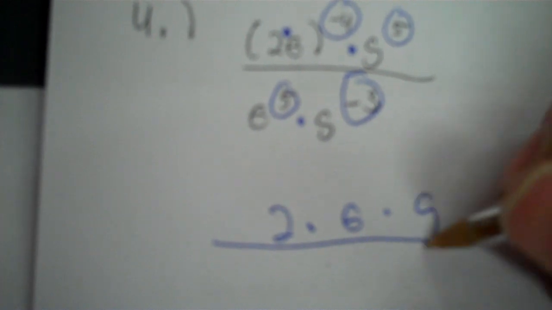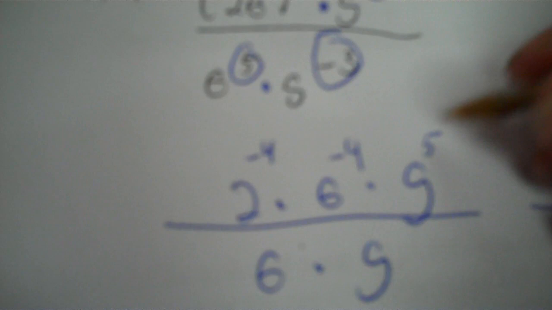Okay, number 4. 2 times e to the negative 4th times g to the 5th. Now on bottom we have e to the 5th times g to the negative 3rd. So again, it's all multiplication and division. You want to set up your lines. So on top you have 2 times e times g. Now on bottom you have e times g. You don't add the e's because you got one on top, one on bottom.